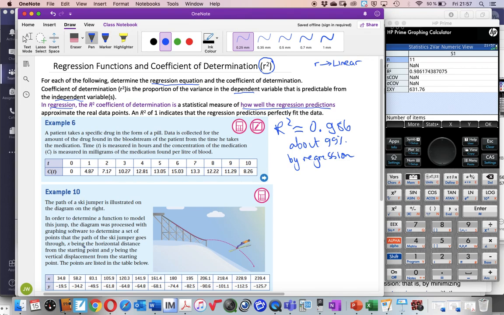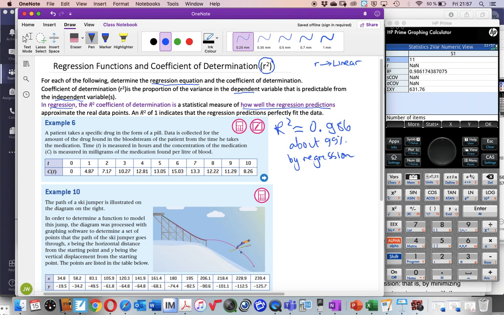Let's take a look at one more. So this is a ski jumping situation. A ski jumper is illustrated on a diagram, and in order to determine a function, the diagram was processed with graphing software. So what they've done is they've taken a picture, and you guys actually have done this in grade 9, haven't you? When you were doing the parabolic project and you had to go tick, tick, tick, tick, tick, and get a bunch of dots. So that's what happened here.